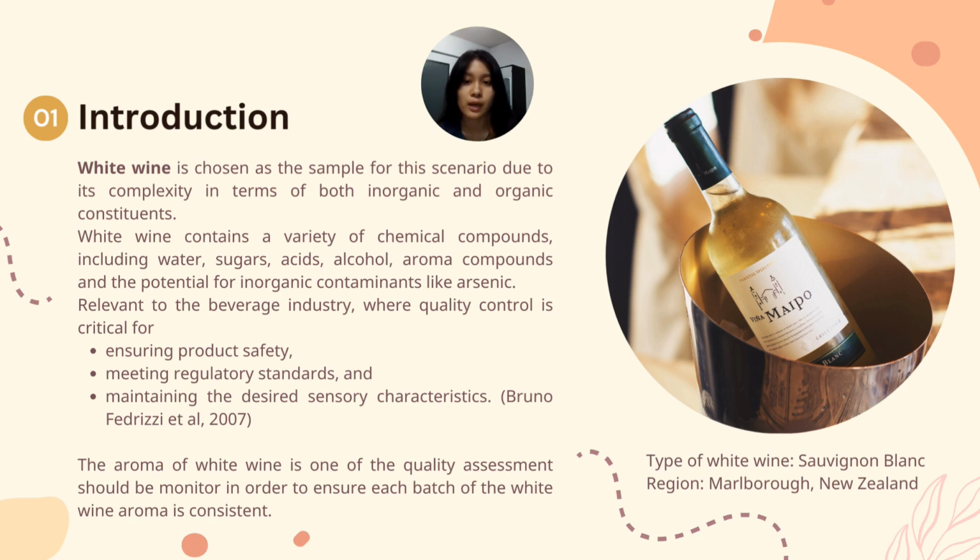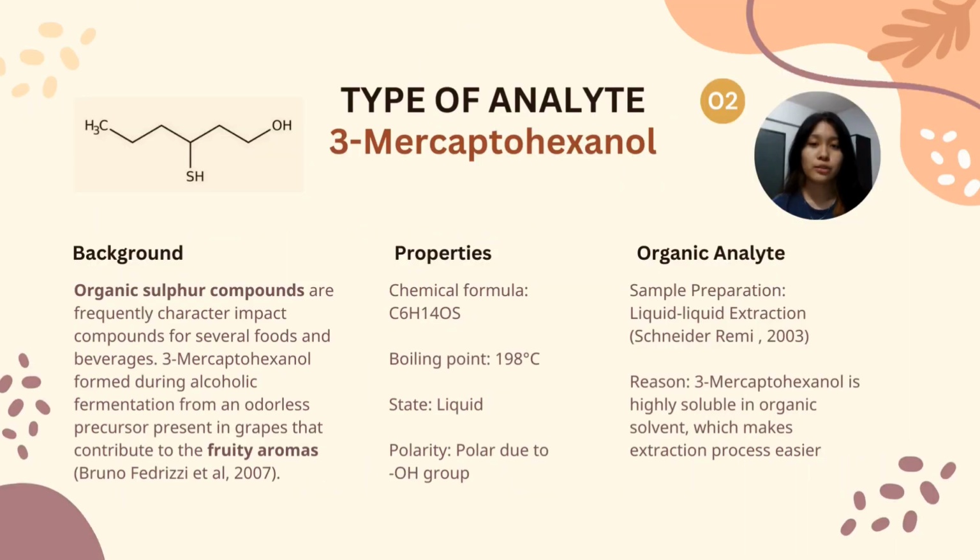The aroma of white wine is one of the quality assessments that should be monitored in order to ensure each batch of white wine aroma is consistent. We have chosen 3-mercaptohexanol as our analyte. It is an organic sulfur compound which has significant impact on several foods and beverages. It is also formed during alcoholic fermentation from an odorless precursor present in grapes that contributes to the fruity aromas in wine. It has a chemical formula of C6H14OS and a boiling point of 198 degrees Celsius. It is also in liquid state and polar due to an OH group.